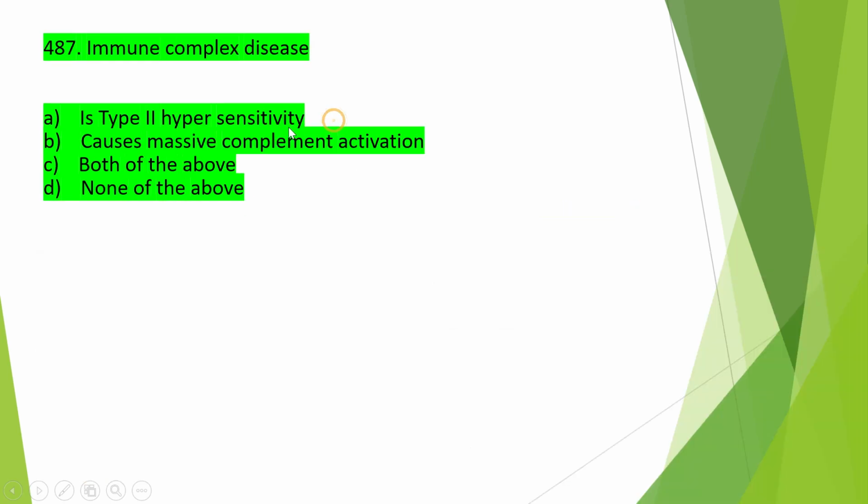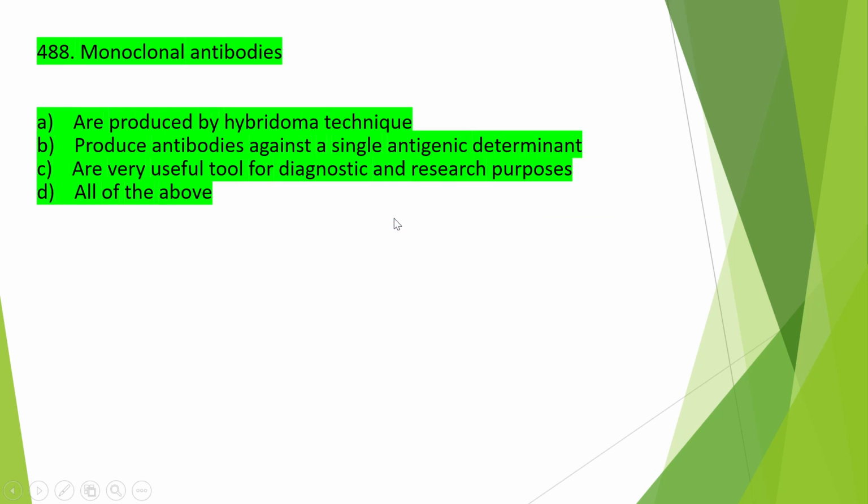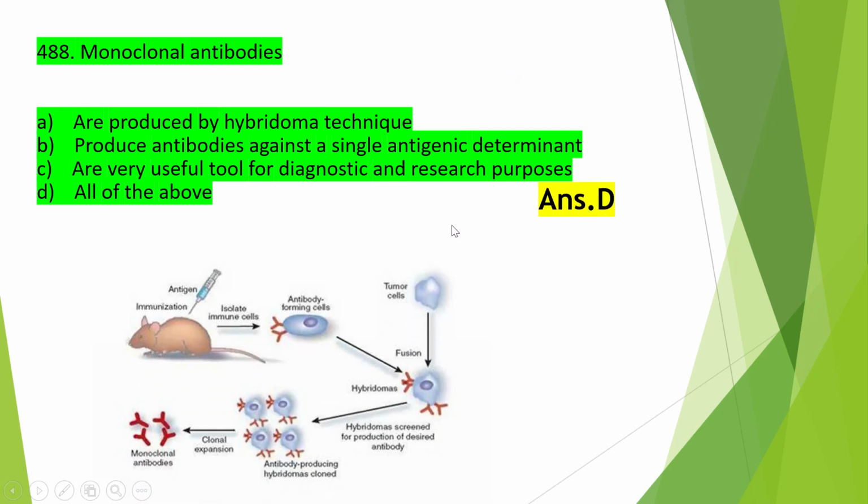Okay. So the next one is: immune complex disease is type 2 hypersensitivity, or causes massive complement activation, or both of the above, none of the above. And the right one is option B. So immune complex disease causes massive complement activation. Monoclonal antibodies are produced by hybridoma technique, or produce antibodies against a single antigenic determinant, or are a very useful tool for diagnostic and research purposes, all of the above. And the right one is option D, that is all of the above. So monoclonal antibodies are all of the above.